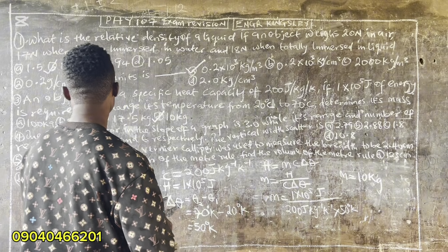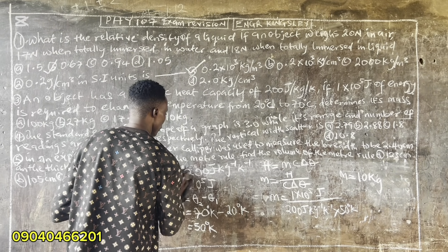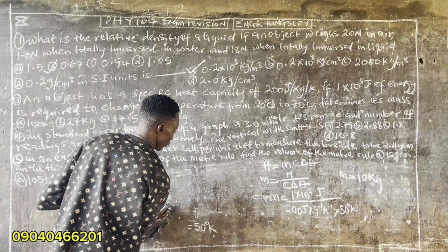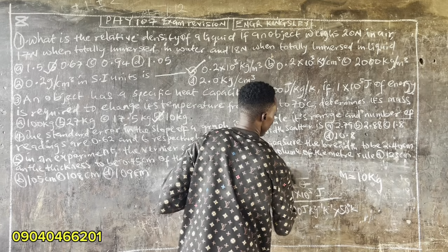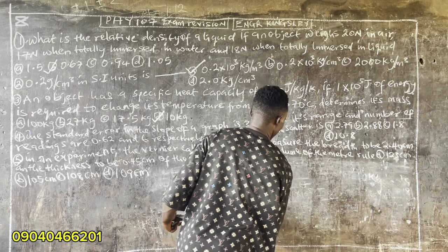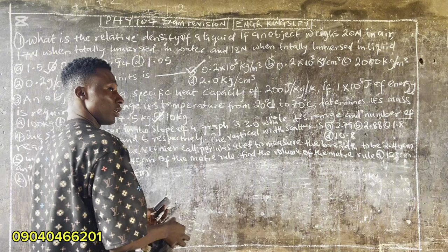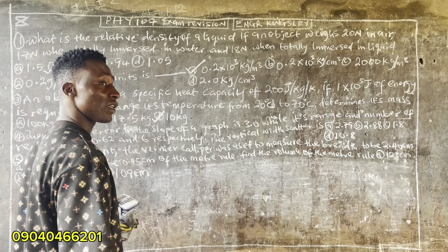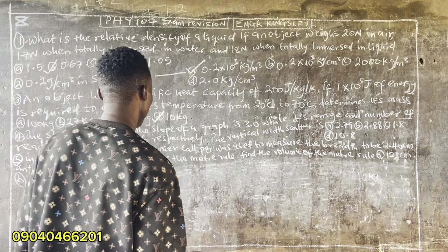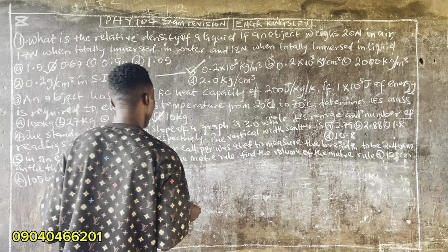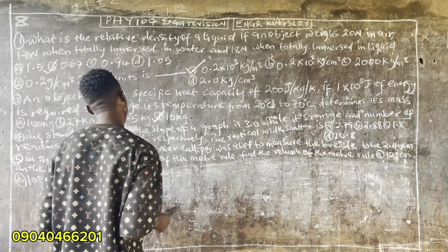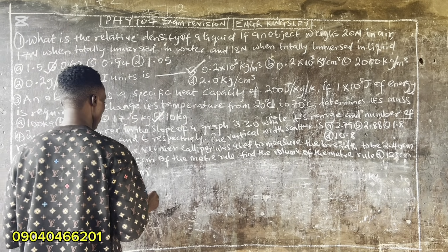Moving on to the next question, which is the fourth one. In the question we just finished, you see that you can find heat, specific heat capacity, the temperature change, and the mass with that same formula, depending on the one you want to make the subject.